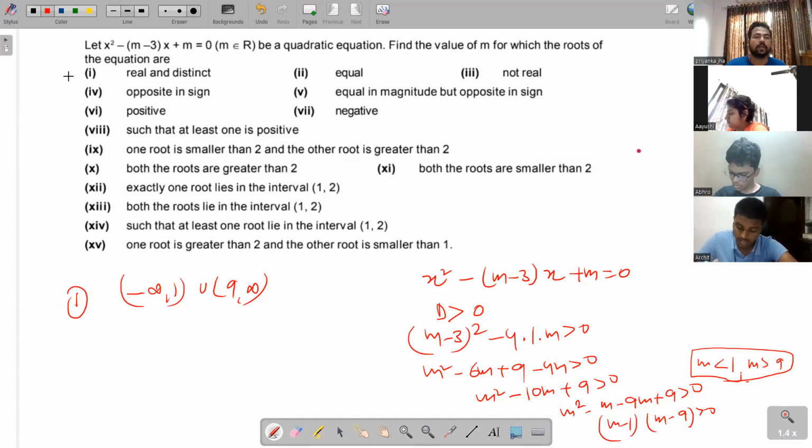Okay, one done. Now tell me what the second one, 9 or 1 means? 9 or 1 means, okay, m is equal. If it is equal, D will be 0. So 1 and 9, correct.